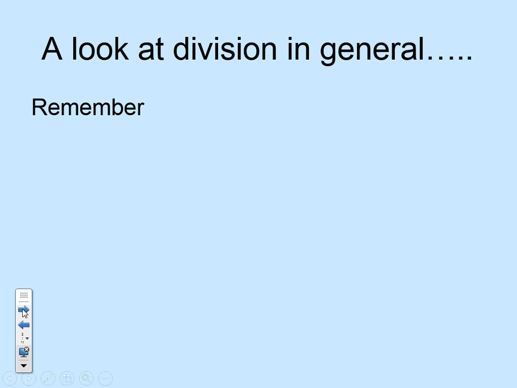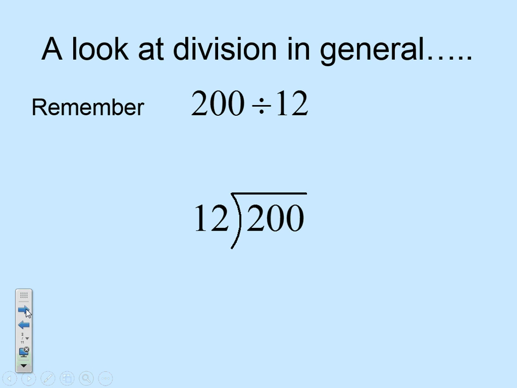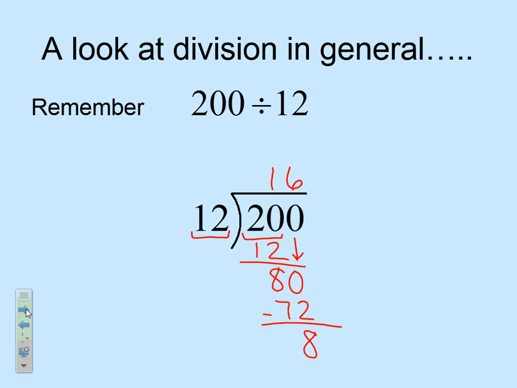So let's look at division in general. Remember way back in elementary school when we first started talking about division, and you had 200 divided by 12, and we'd say, how many groups of 12 can you make out of 200? And you may have set it up in this sort of long division fashion, and you may have done something like this. Well, how many times does 12 go into 20? One time. 12 times 1 is 12. That leaves me with 8 left over. Drop down the 0. How many times does 12 go into 80? 6 times. That's 72 with 8 left over again.